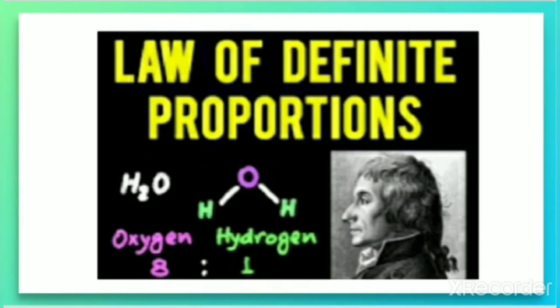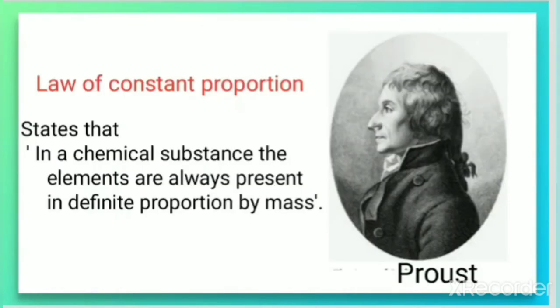So we can state the law of constant proportion. It states that in a chemical substance, the elements are always present in a definite proportion by mass, which was given by Proust.